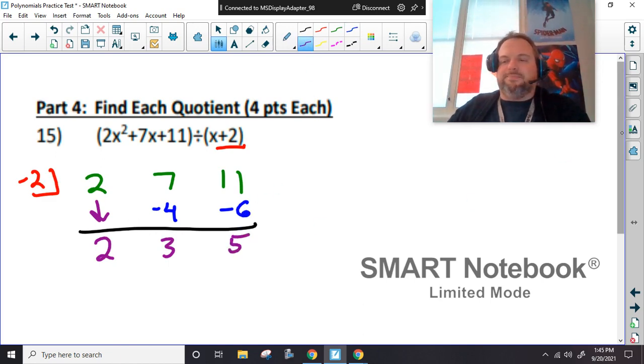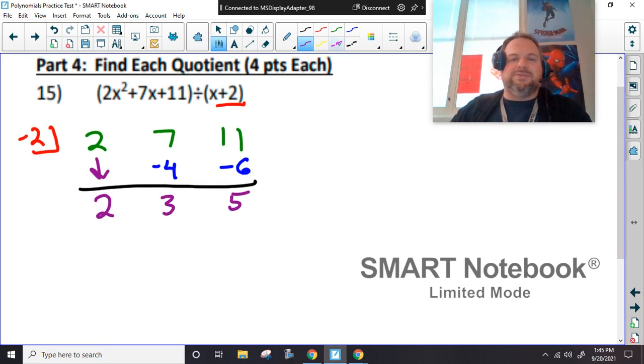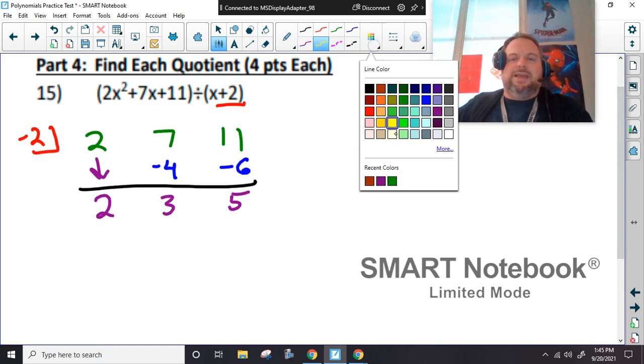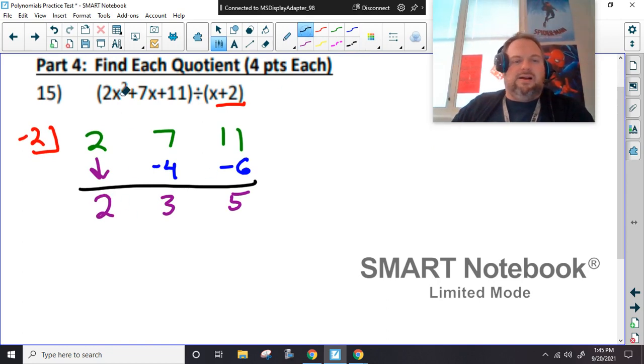Now, this is where somebody was getting lost earlier. All right, we start with the x squared, so our answer should have one less, so this should be 2x plus 3. There's no more x's, so this is a remainder of 5.